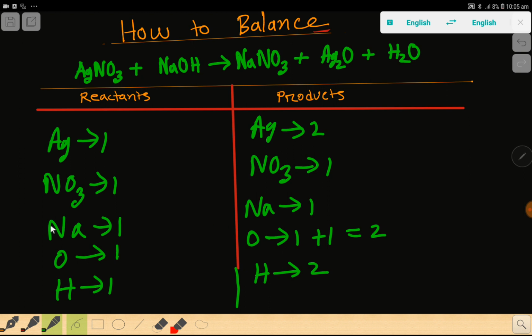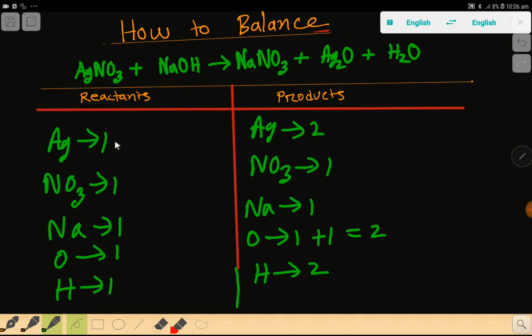So look, this oxygen has come from here, and this oxygen has come from more than one compounds. This oxygen has come from here and here. So if an element comes from more than one compounds, then you need to balance that element at last. So we'll balance oxygen at last.